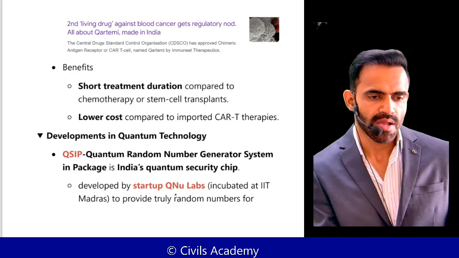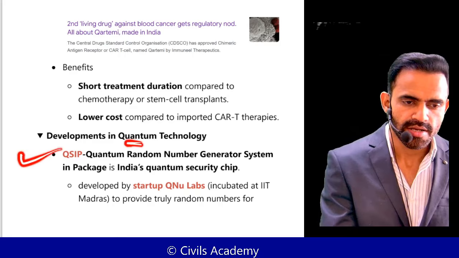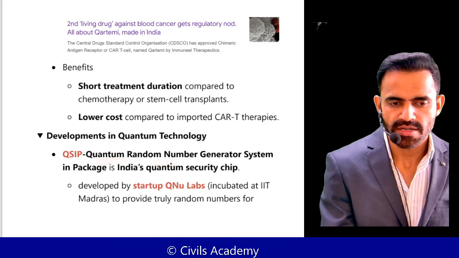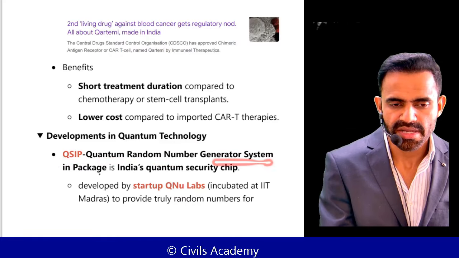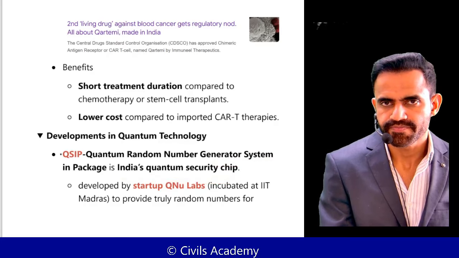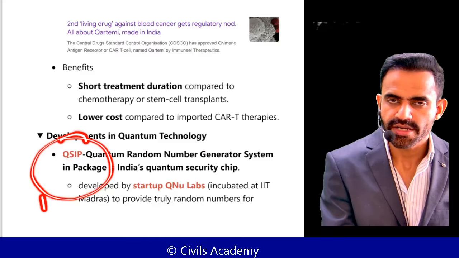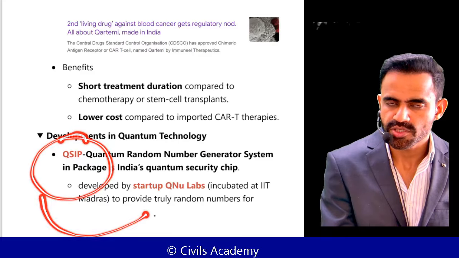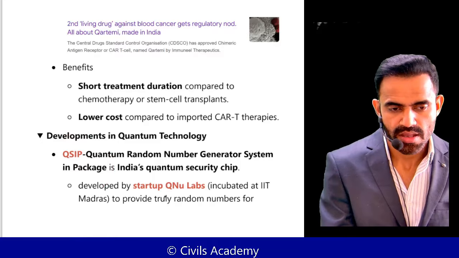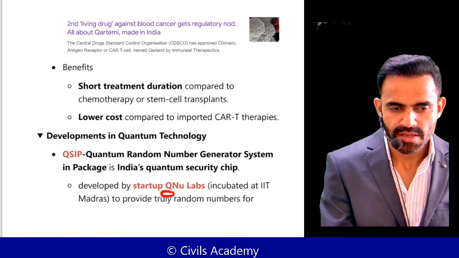Okay. Next is development in quantum technology. Understand. First is QC. What is QC? Quantum random number generator system. So this is a quantum security chip. In a very simple sense, it is going to generate random numbers which will help in encryption. So that is important from a security perspective. And it has been developed by QNU Labs.